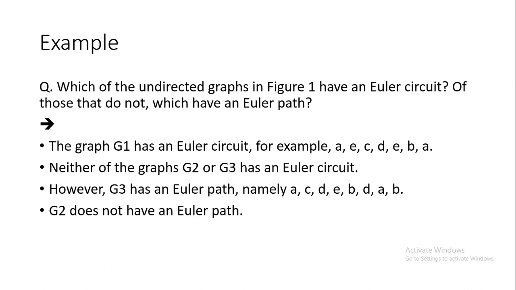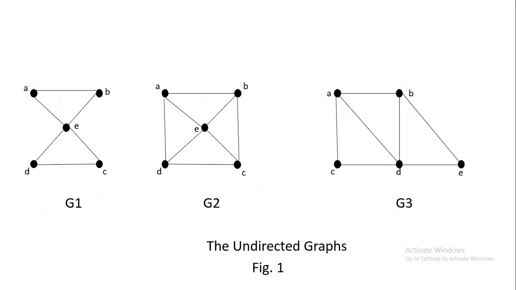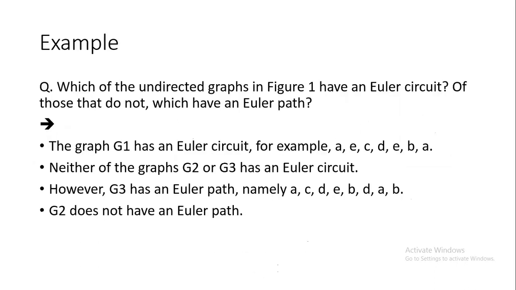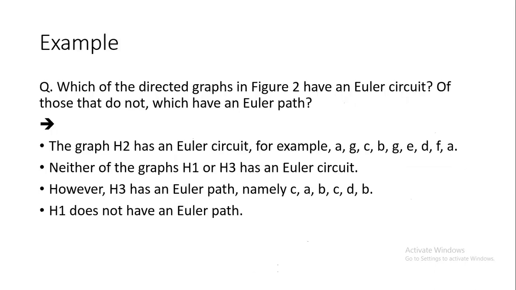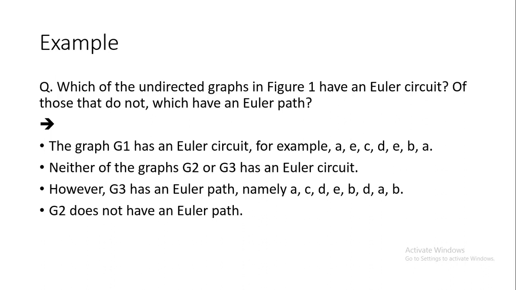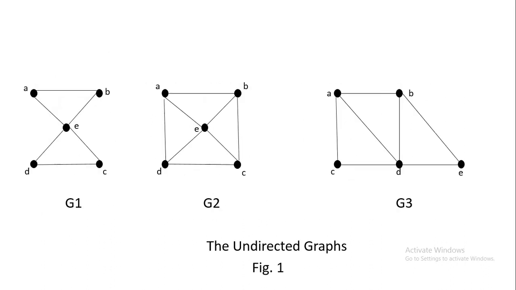Now see here, the graph G1 has an Euler circuit. For example, A, E, C, D, E, B, A. See here carefully. First see the graph G1. The Euler circuit is AECD: AE, then EC, then CD, then D E, then EBA. So yes, this is the circuit.